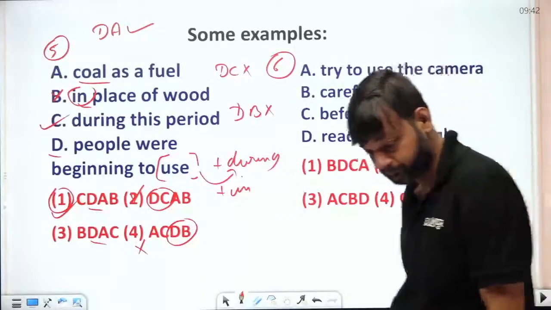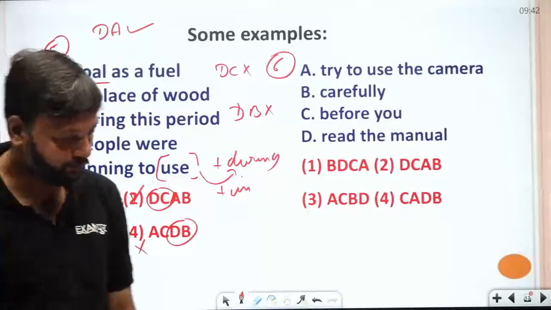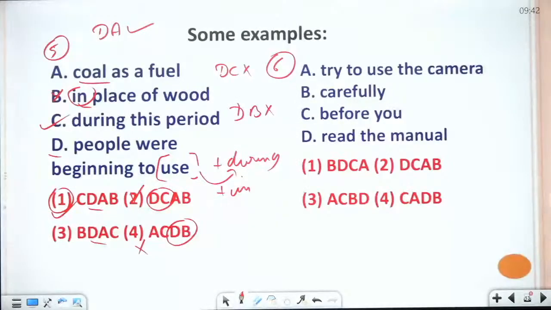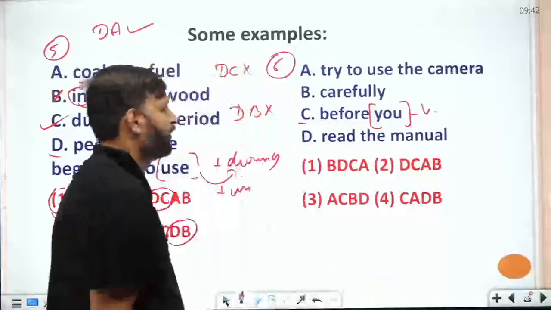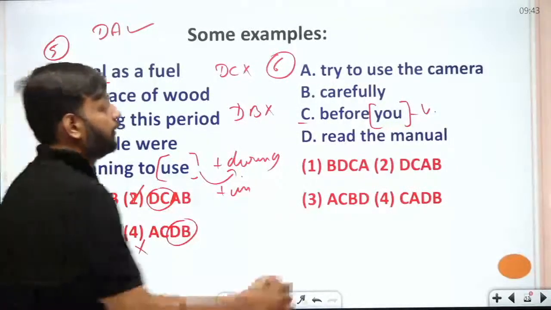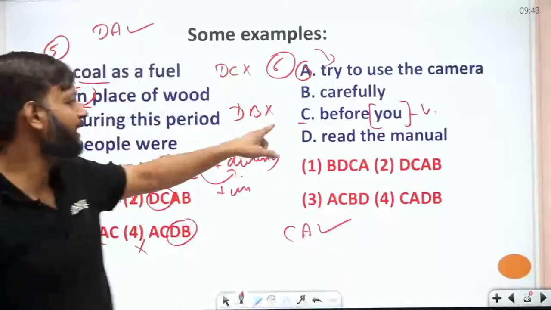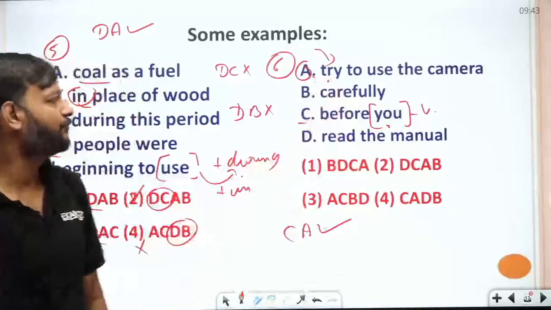Now question number 6. Try to make pairs. See, in sentence C we have a subject and a subject needs a verb. Make pair now. So only A sentence has a verb. That means C and A make pair, because C has a subject in the end and A has a verb, try, in the beginning. So C and A make pair.